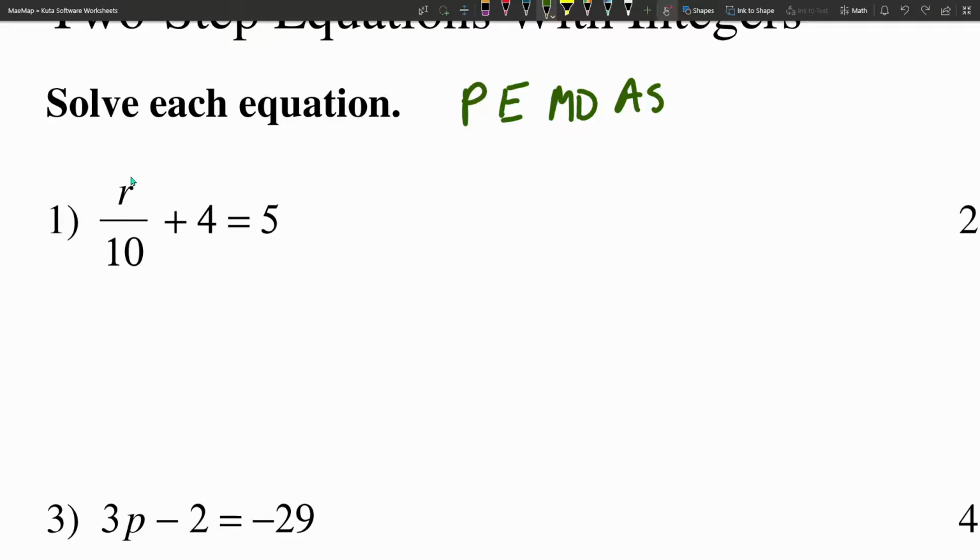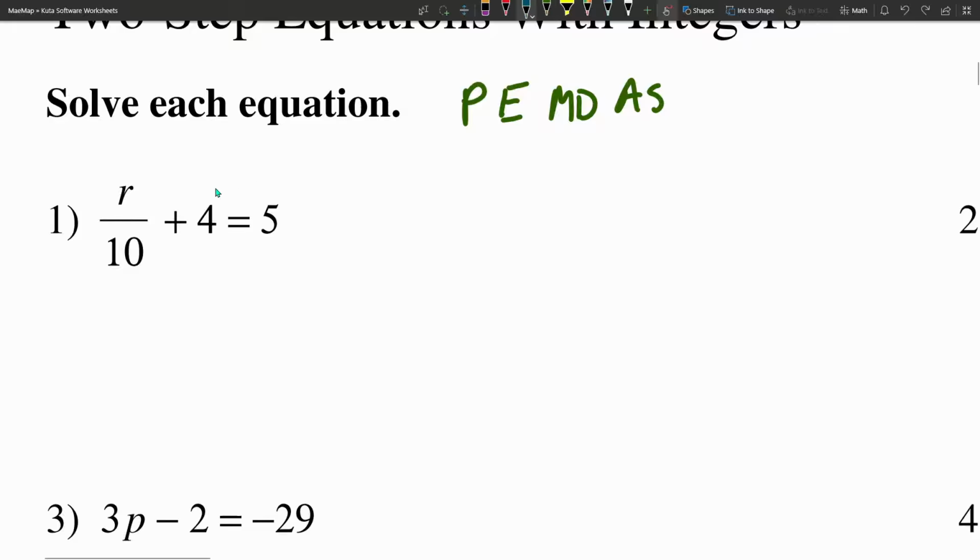When we solve these two-step equations, notice that r is divided by 10. If I then multiply by 10 to get rid of it, I'm also going to have to multiply the 4 by 10. So a good piece of advice I can give you is to do the opposite. If you're trying to isolate a variable and there's addition or subtraction somewhere in your problem, as well as multiplication and division, start with that addition and subtraction. Move that to the other side, and it will make this process a lot easier.